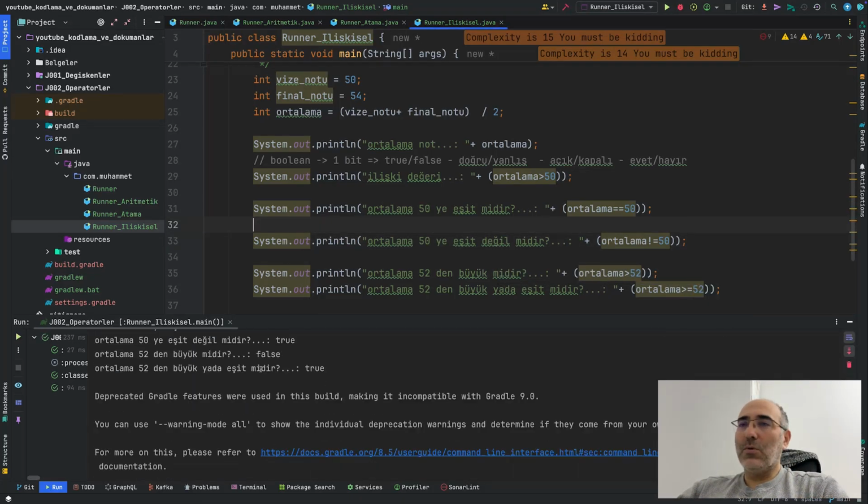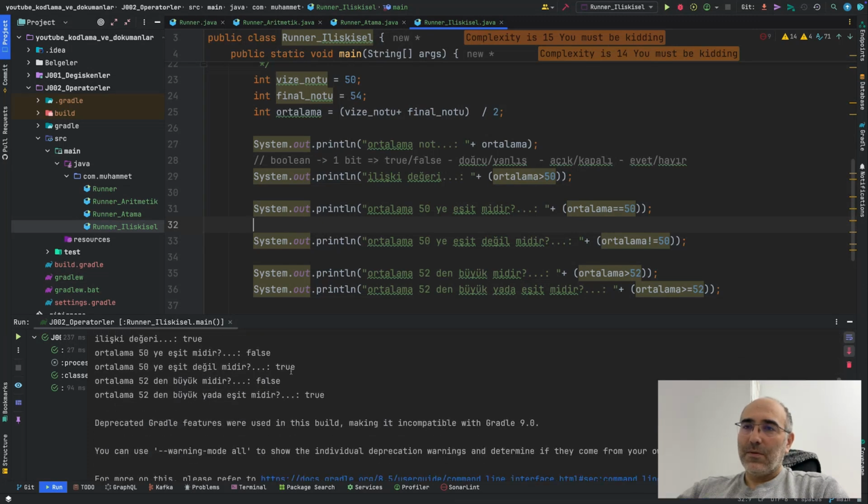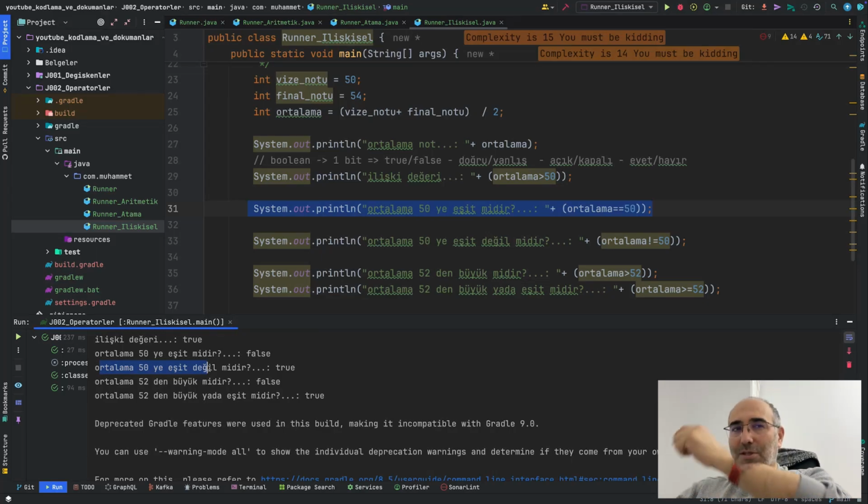Look, now when you run it. Is this equal to that? Is the average equal to 50? No, it is not. So, isn't the average not equal to 50? What's the answer to that question? Yes, the average is not equal to 50. Here, in these kinds of relationships, the only thing you need to do is ask the question correctly. If you ask the question correctly, you'll get the right answer.